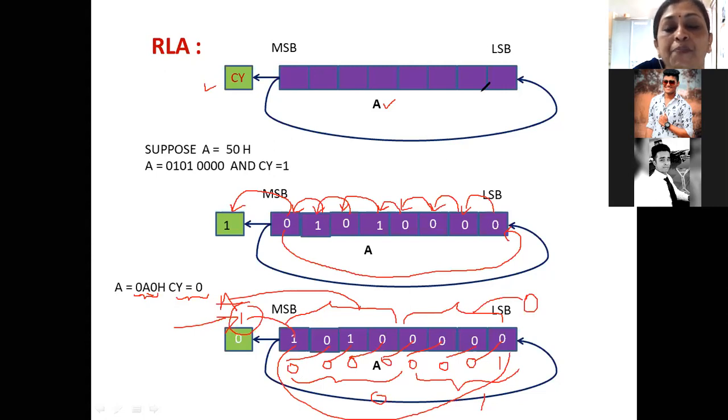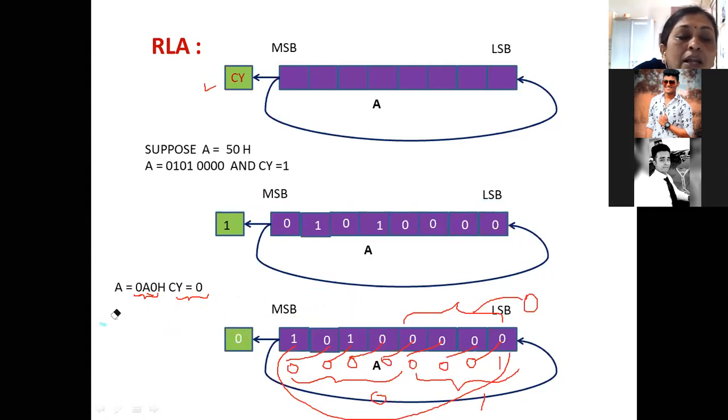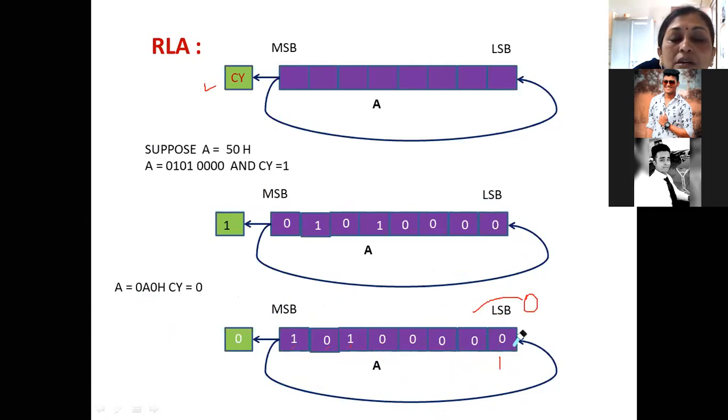Isn't it? So, now let us move to the next instruction. Tell me whether RLA is clear to you, because in the examination, generally the data is given, the contents of CY are given, and they ask what happens after rotation. So you have to write that out. It is actually very easy to do manually, isn't it?